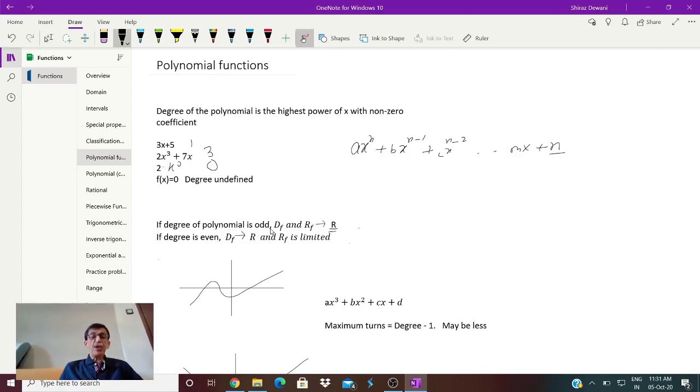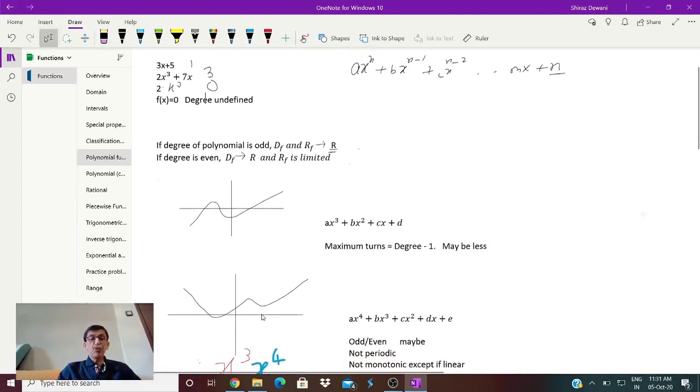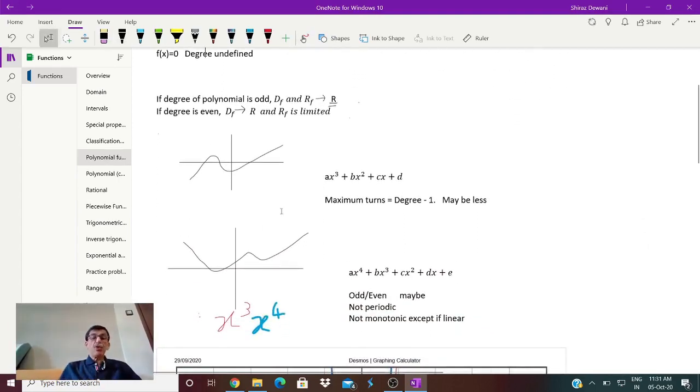The degree of the polynomial could be either odd or even. Now if it is odd, this will be the shape of the polynomial, and if it is even, this would be the shape of the polynomial. So what you must remember is, in any polynomial, the maximum number of turns is equal to the degree minus 1. It could be less, but it cannot be more than that. Now what this means is, suppose there is an equation of the function of this type, a x to the power 3 plus b x squared plus c x plus d. Here the degree is 3. Now 3 minus 1 is 2.